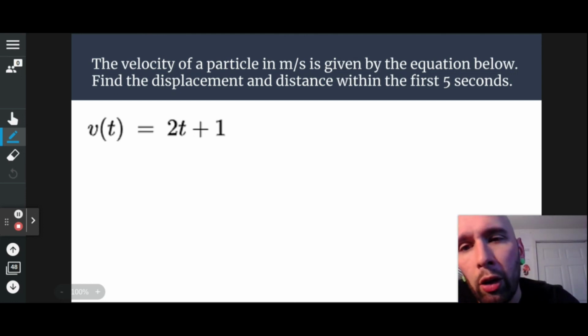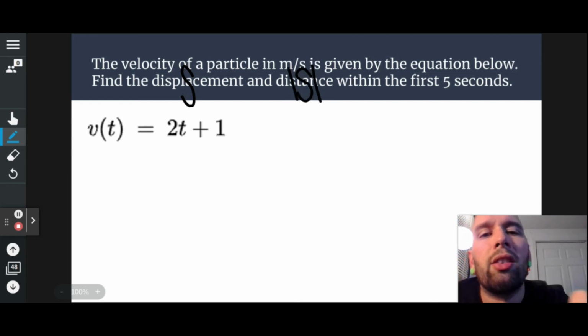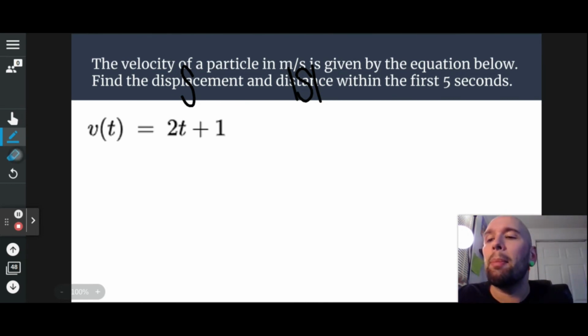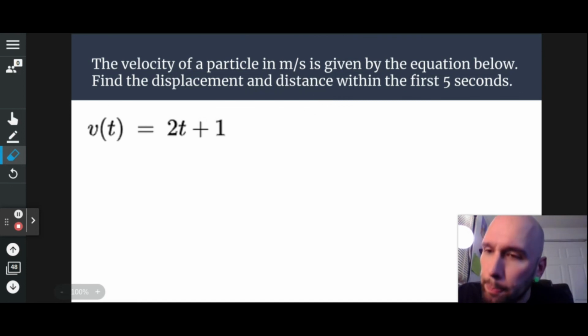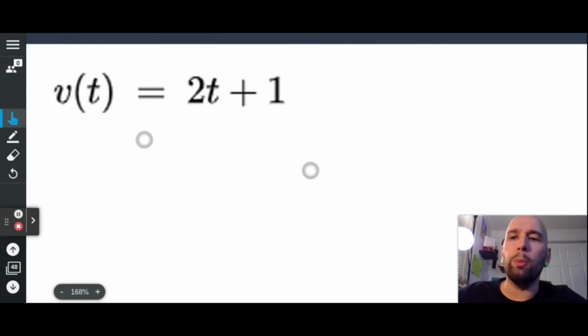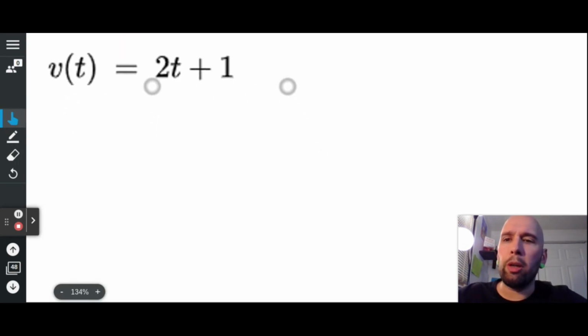Displacement is just a regular old integral. Distance is an integral, but we have to take in effect what's called the absolute value. So I'm going to have to do some sign changes and stuff like that. It's not that much fun, but it's not that bad. So let's zoom up. I need distance and I need displacement for the first 5 seconds. So I'm going to do displacement first.